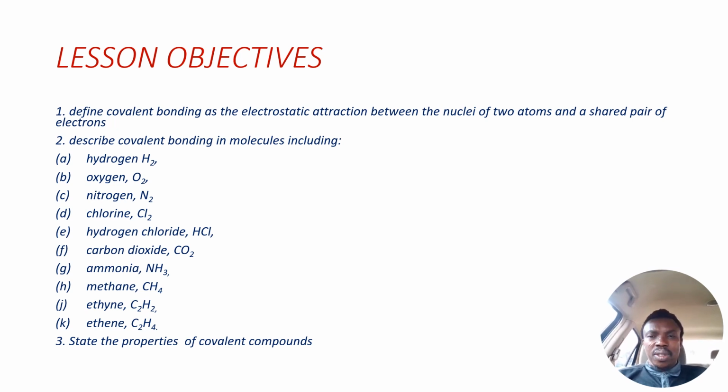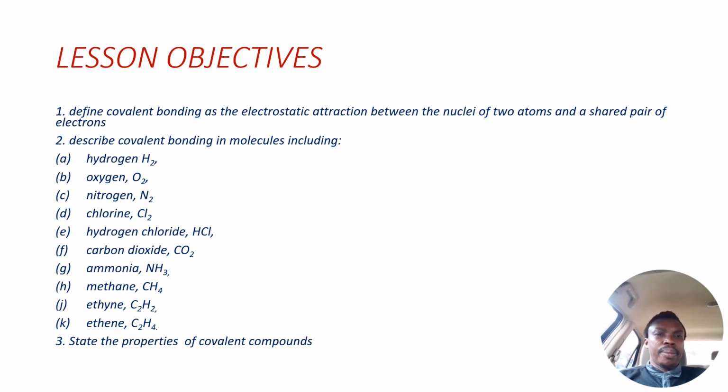So today's lecture is a continuation of our previous lecture on chemical bonding, where we looked at ionic bonding. In today's lecture, we'll be looking at covalent bonding. The lesson objectives are, at the end of today's lecture, students should be able to define covalent bonding as the electrostatic attraction between the nuclei of two atoms and the shared pair of electrons.